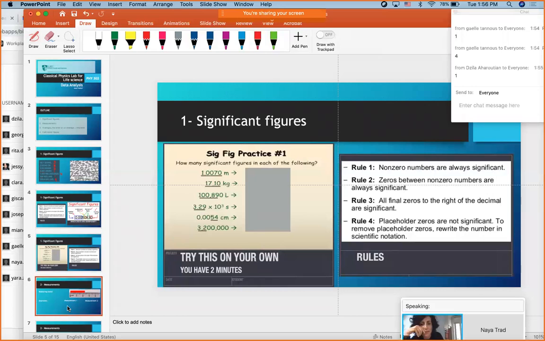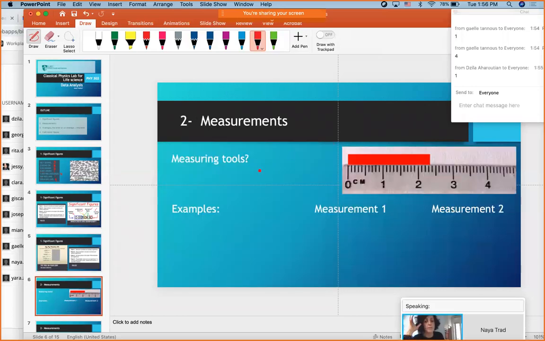Okay, now we need to discuss measurements. Okay, we need measuring tools.